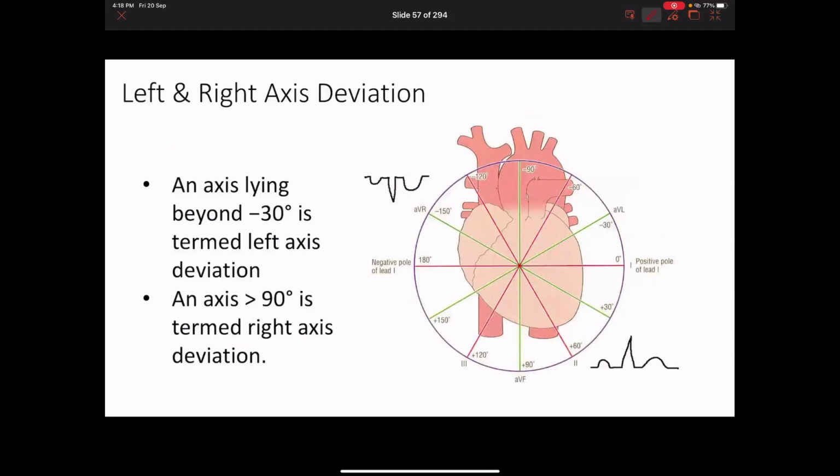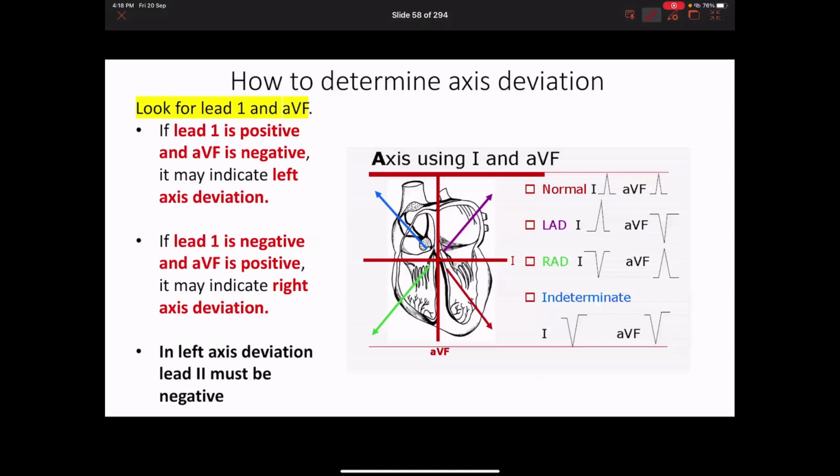So like we said here, this is normal, let me draw the normal. Normal is between this. If you find the overall axis here, this is left axis deviation because it moved from here to here on the left side. If the vector is here, it means it moved from here to here. This is right axis deviation, okay? Right axis deviation, left axis deviation. We'll talk about the pathologies with which these happen later, but you need to know that this is what deviation means, okay? Now, how do we determine from an ECG the axis deviation?